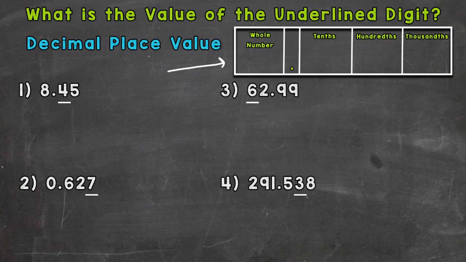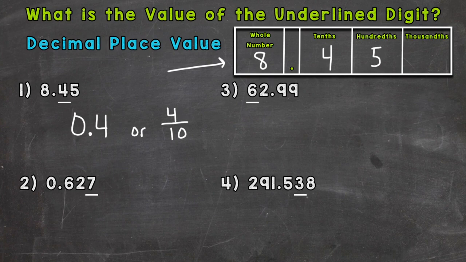So let's actually write that number in our place value chart. So our whole number portion, we have an 8. Then we have our decimal, a 4 in the tenths, and a 5 in the hundredths. So what is the value of that 4? Well, the value of that 4 is 4 tenths. So we would write 4 tenths. Or you can write that decimal as a fraction like this, 4 tenths. And that would be your answer as far as the value of the 4 in the tenths place for number 1.